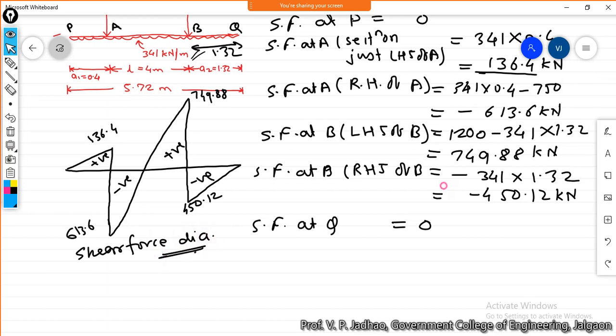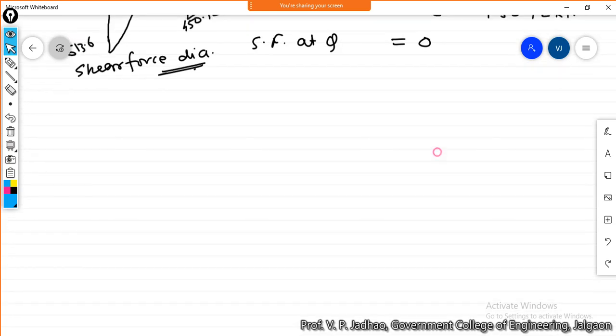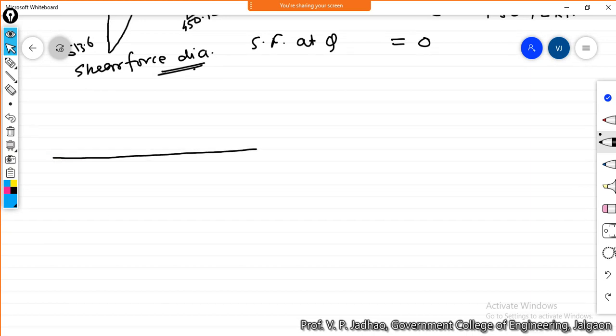Now we have to draw the bending moment diagram. For that we have to calculate the bending moments. This is our footing, which is subjected to a factored load of, here I think 750 kilonewton factored load. Here it is 1200 kilonewton factored load. It is subjected to one upward soil pressure of 341 kilonewton per meter.